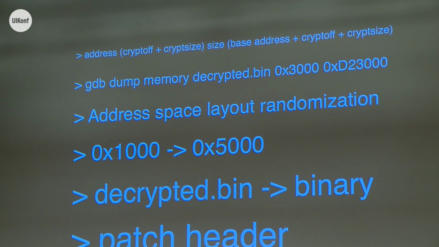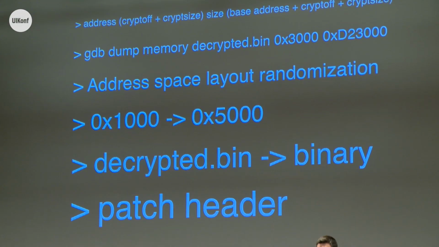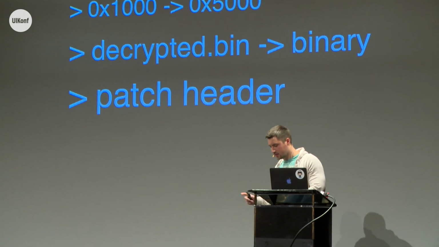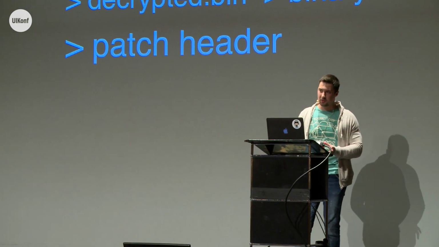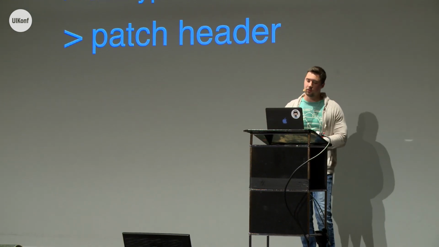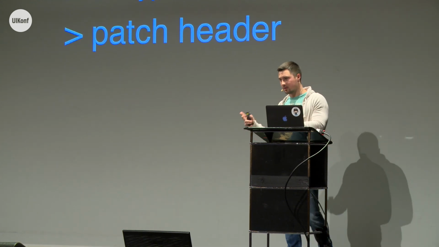Other steps could be complex, but I will run through them really quickly. We need to calculate the address and size of the encrypted code in memory. We need to attach a debugger and dump this decrypted code section. But it could be a problem with ASLR.